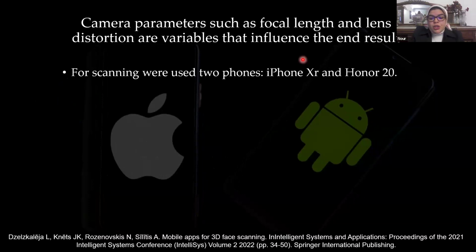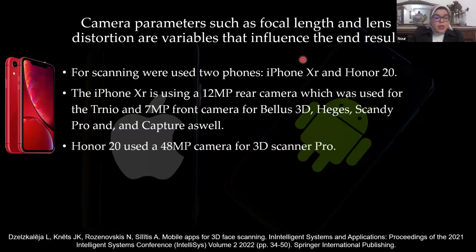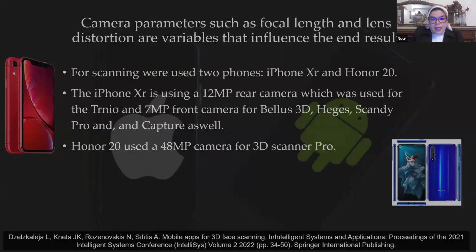Also, in this nice research for scanning, they used two phones, the iPhone XR and the Honor 20. The iPhone XR used a 12 megapixel rear camera for Trnio, which is the name of an application that you can find on iPhone, and a 7 megapixel front camera for Bellus3D. I think that one stopped, but it was a very nice one. It just scanned the Pro and the Capture as well. They used the Honor 20, which has a 48 megapixel camera, and the application was 3D Scanner Pro.